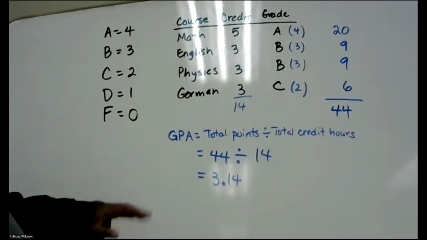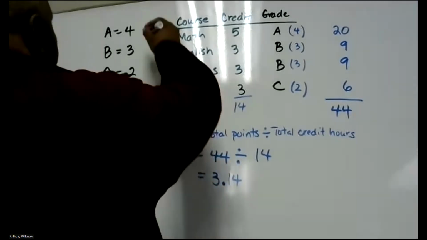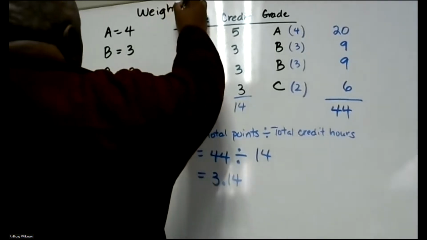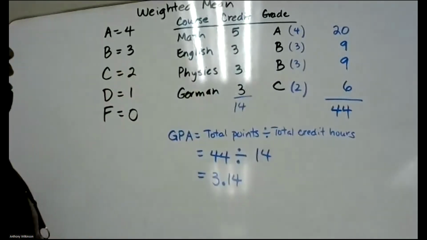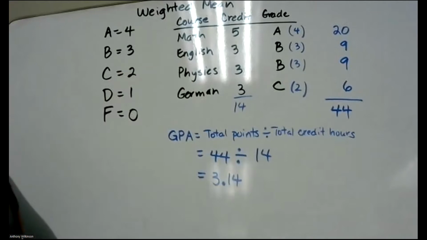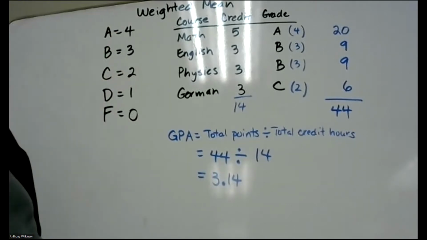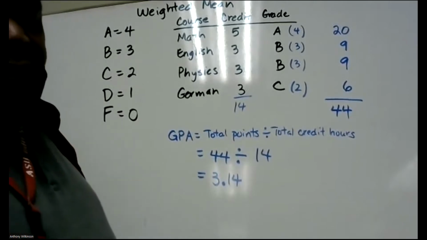This is an example of something that's called the weighted mean. Some textbooks call it that because you're looking at the weight for each one of those classes based on the number of credit hours to the value of that grade. Okay. Questions on example 5.